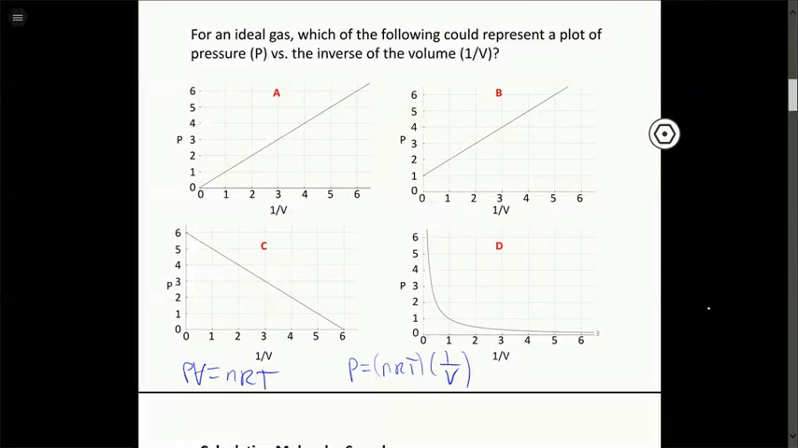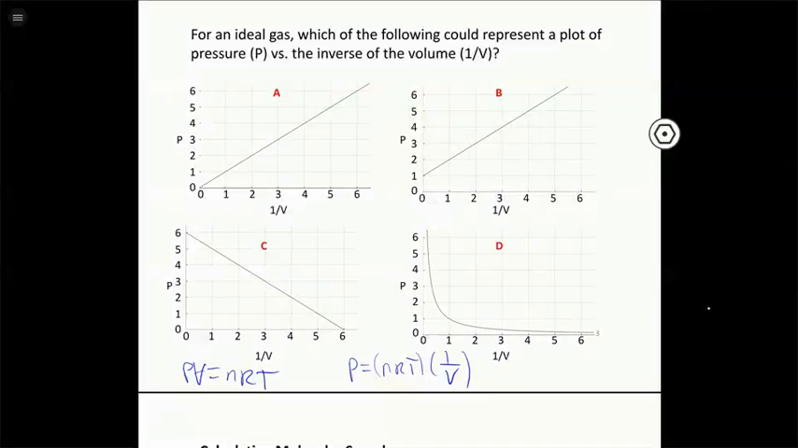All right, so in a situation where n, R, and T are constant, pressure is just a linear function of 1 over volume. So it's some constant times the inverse of the volume, and there's no intercept because there's no second term added onto this. In other words, this is an equation that looks a lot like y equals mx, where m is this constant nRT, x is the variable 1 over V, and y is pressure.